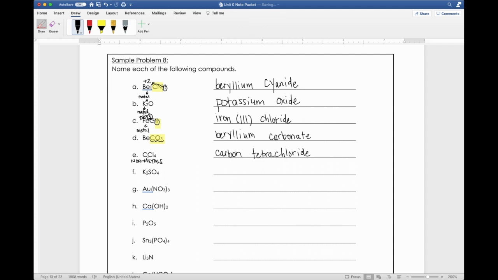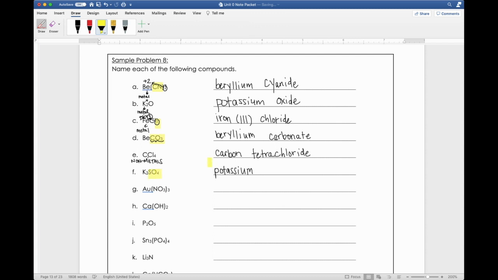Let's try one more together. So F, we do have a metal here. So I have potassium. Potassium is a metal, so we don't have to use prefixes in this case. Potassium is a metal that has only one charge. So we just have to say the name of the metal. So it's just potassium.